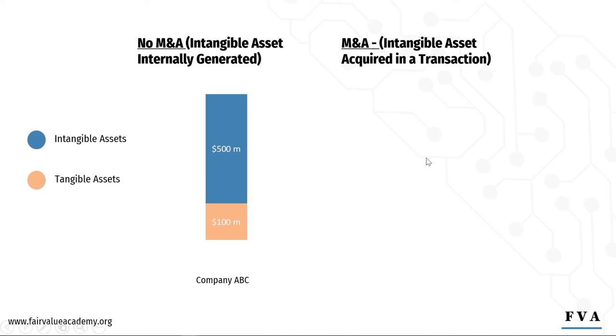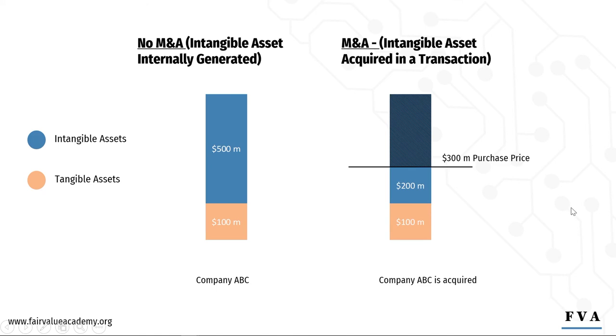Now, a few months later, 100% of company ABC is acquired in an arm's length transaction for a consideration of $300 million cash, which was paid by company XYZ. Now, assuming no debt, if the fair value of company ABC's tangible assets are worth $100 million, then their intangible assets can be worth no more than $200 million. The purchase price of $300 million justifies this value and provides a cap.